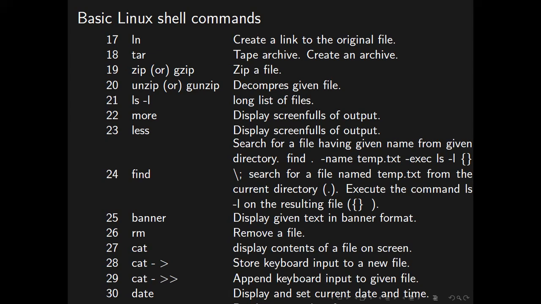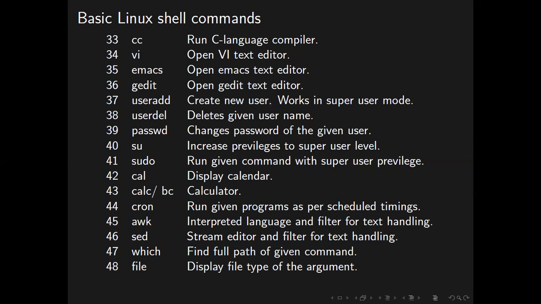Find, to search a file, display the path, or execute a command. Banner, to provide a large version of the text we provide. Then rm, remove file. Cat is for displaying the text contained in a file. It's similar to the type command in Windows. Then cat >, cat >>. These two are similar to copy con in our Windows system. You can type something and send the content to the file.